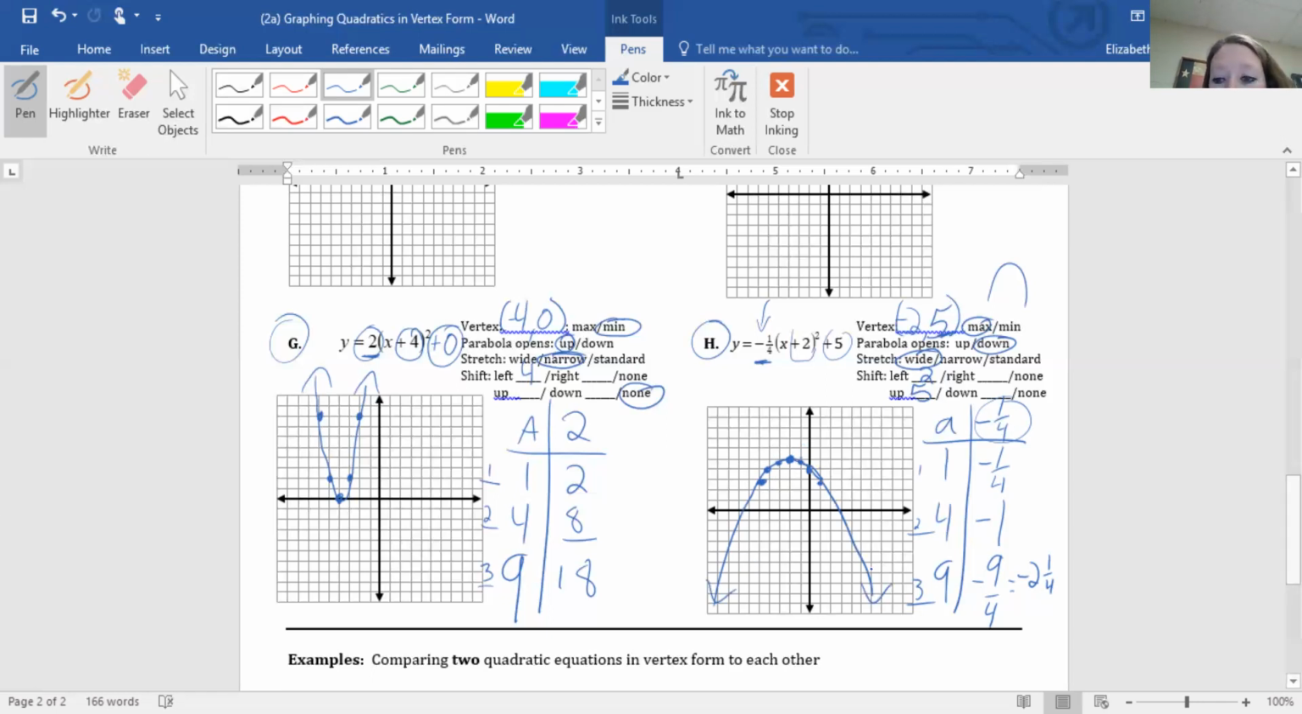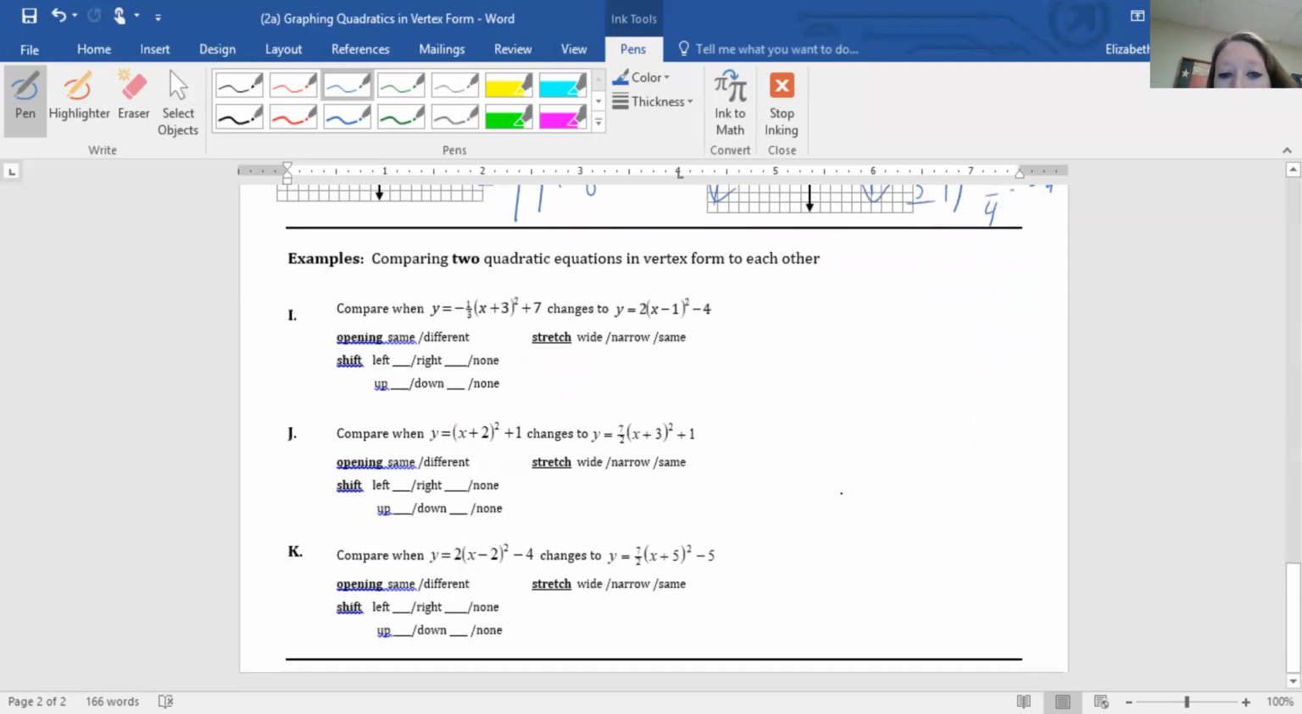Okay, so now we got one last thing we got to do. We're going to compare two quadratic equations in vertex form to each other. Looking at this, we're going to compare the opening. This one's negative, this one's positive, so the opening is definitely different. The stretch, I went from a negative 1/3, so a really wide one, to 2, so a narrow one. So it is definitely narrower.